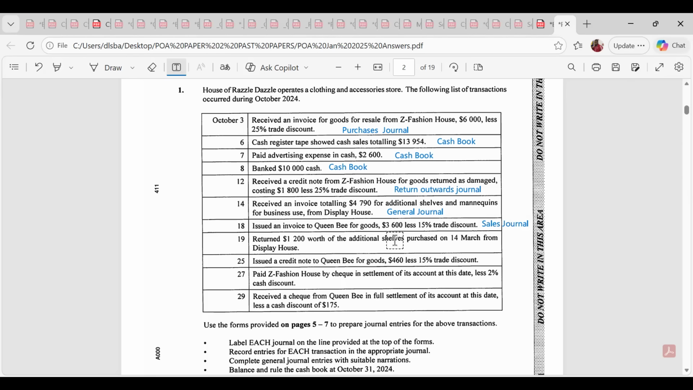Returned $1,200 worth of additional shelves. Which journal would that go into? Return outwards. No, not return outwards. Why not return outwards? Because what are they returning? Are these goods or are they non-current assets? Non-current asset. So which journal then? The general journal.